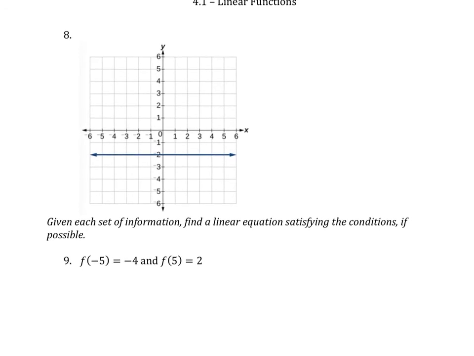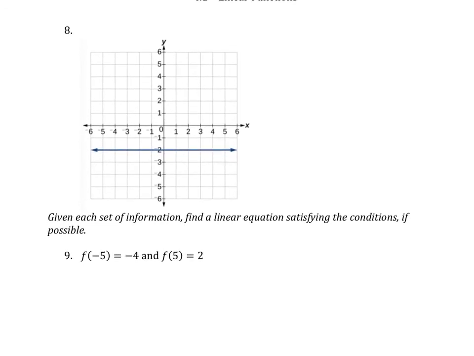Number 8, again, we're trying to find the slope. You can find 2 points and use the slope formula, or hopefully you have memorized your rules for horizontal and vertical lines. A horizontal line always has a slope of 0 every time.